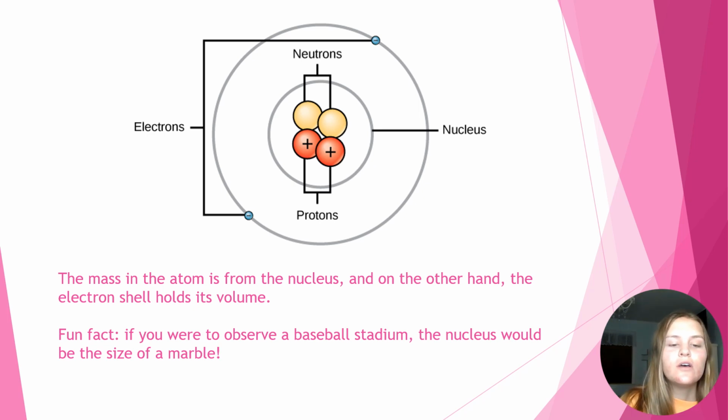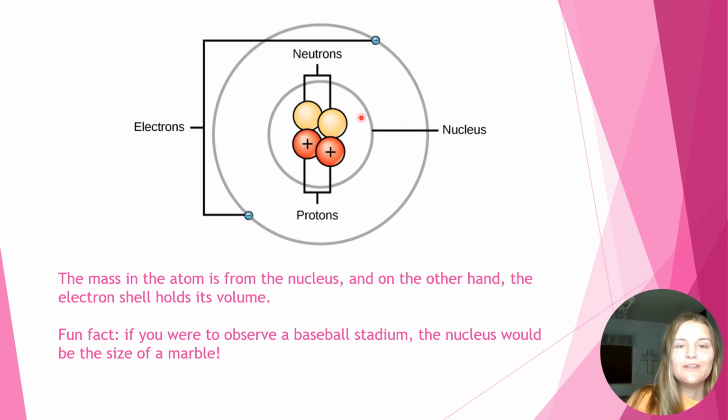Okay, so here's an illustration of this atom. As you can see, you have your protons and your neutrons in the nucleus, sorry, not the middle, and the electrons are in the cloud that circles this nucleus. And the mass in the atom is from the nucleus, and then the electron shell holds its volume.